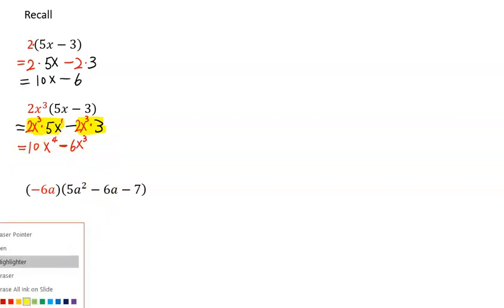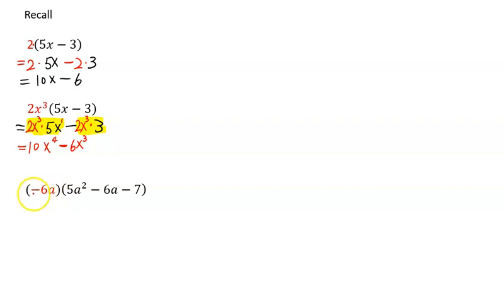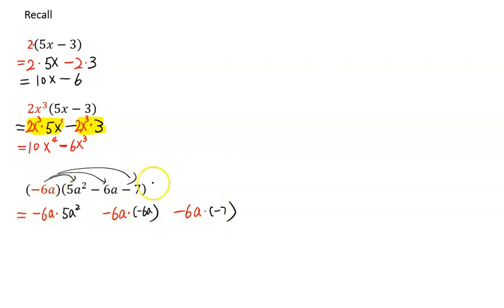Now, the next one will be very similar. We're distributing negative 6a, and in the box we have 3 items. First, I'm going to write down negative 6a times, negative 6a times, and negative 6a times, and then I'm going to bring down everything in the box: 5a squared. And notice there's another negative 6a in the box, and then there's a negative 7. So negative 6a is distributed in front of all 3 of them.